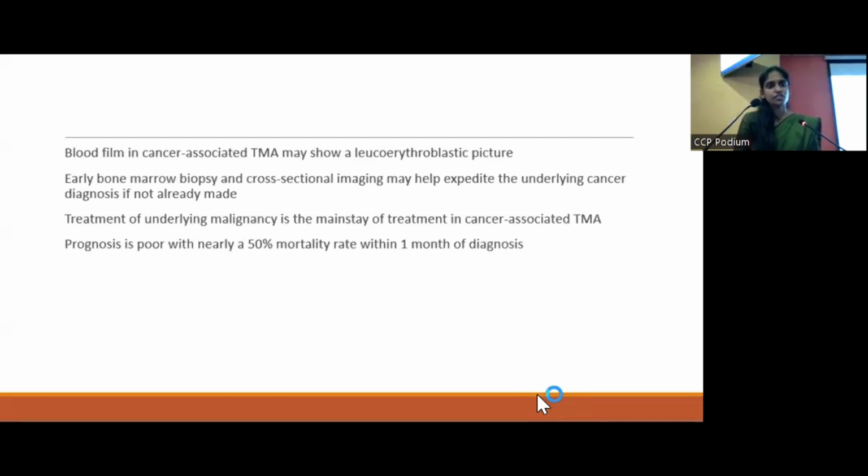A blood film can show a leukoerythroblastic picture in addition to MAHA. Early bone marrow biopsy and cross-sectional imaging will help to expedite the cancer diagnosis if that is not already made. Treatment of the underlying malignancy is the mainstay of treatment, and therapeutic plasma exchange has no role in malignancy-associated TMA. However, the prognosis is very poor, with a nearly 50% mortality rate within the first month of diagnosis.